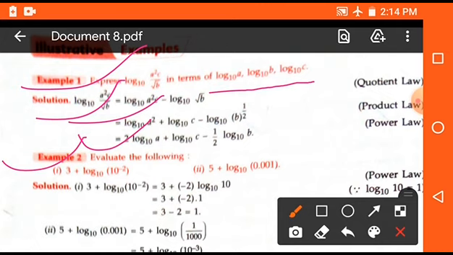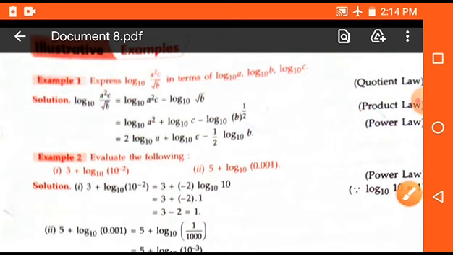Now the next question is: find the value of 3 plus log 10 to the power minus 2 base 10. So we can write 3 plus log 10 to the power minus 2 base 10 is equal to 3 plus minus 2 log 10 base 10 by the formula of m to the power n. So its final value will be 3 minus 2, which is equal to 1.